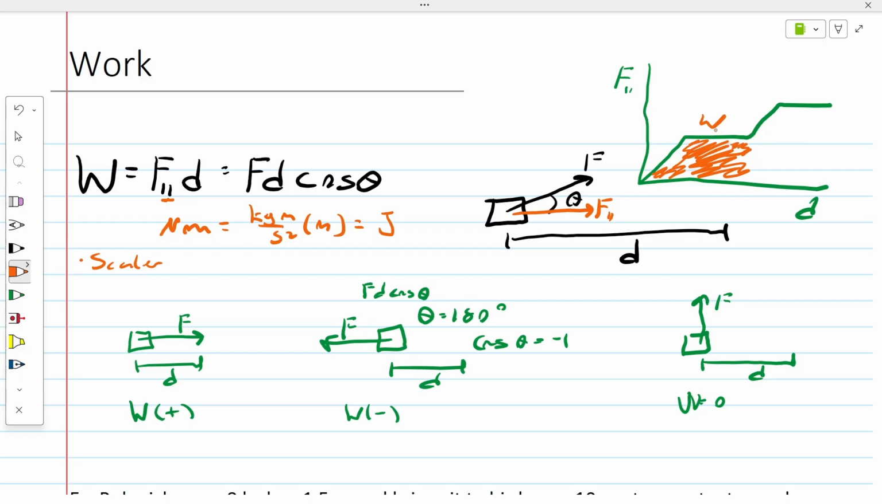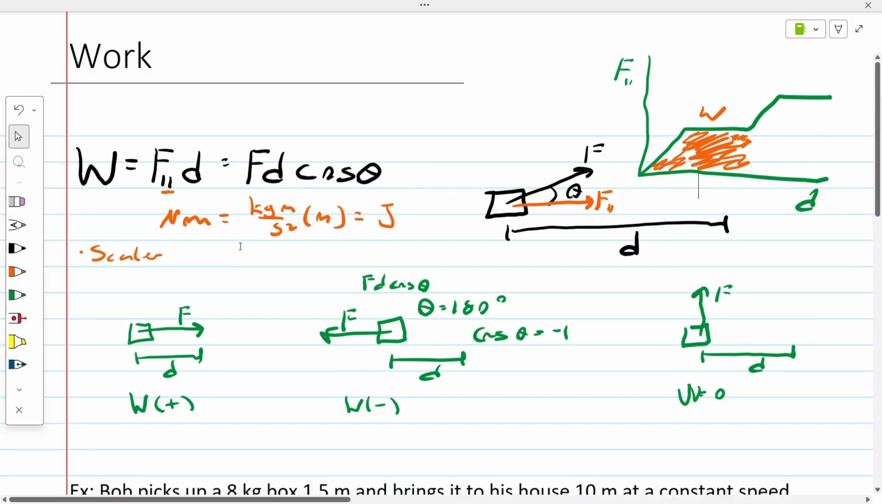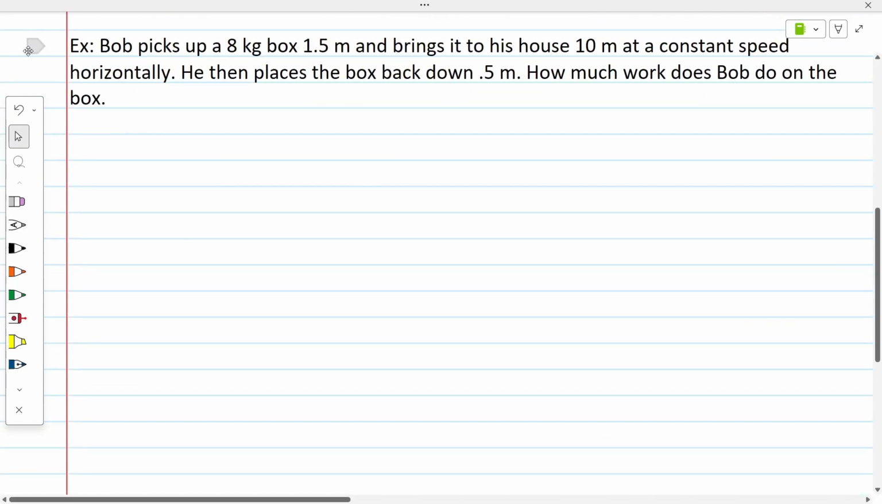Alright, so let's do a couple examples relating to work here. Bob picks up an 8 kilogram box a distance of 1.5 meters, and brings it to his house that's 5 meters away at a constant speed horizontally. He then places the box back down 0.5 meters. How much work does Bob do on the box over this entire situation?